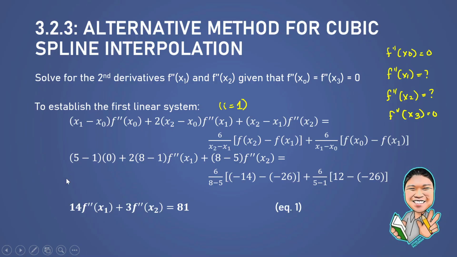If we are going to rearrange that, ang kalalabasan, 14 f double prime x sub 1 plus 3 f double prime x sub 2 is equal to 81. So ito na yung ating equation 1. So ganun lang yung pag-establish ng equation 1.